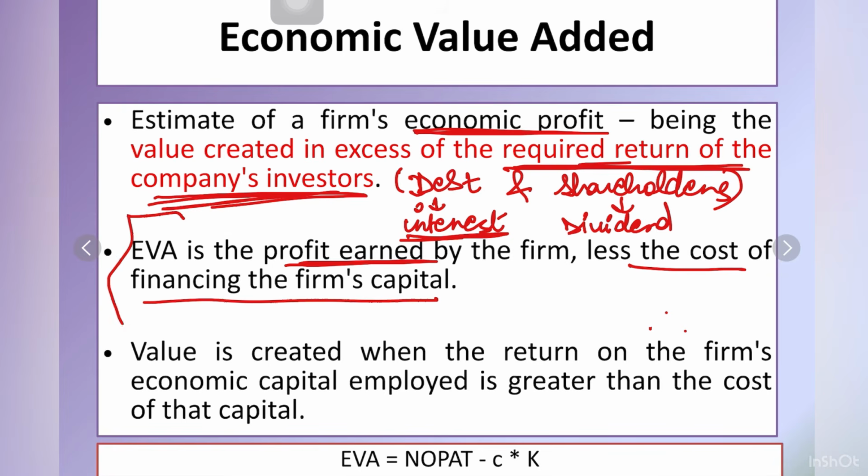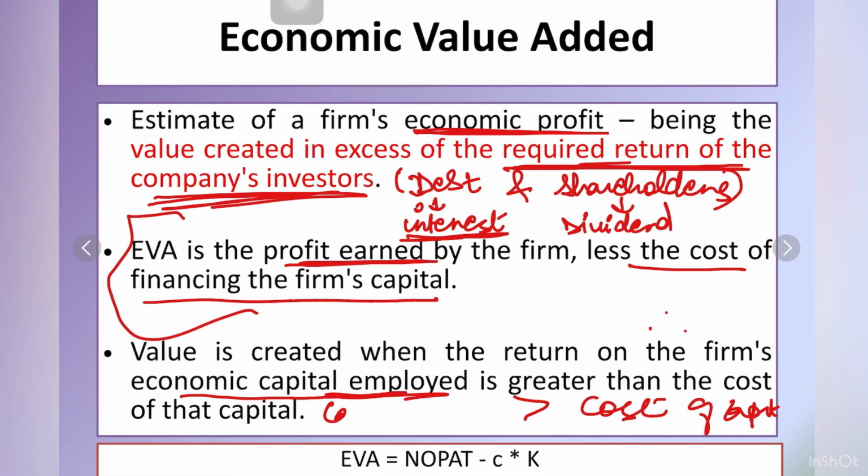So this is the formula also. We are going to see this. Further, we can see that value is created when the return on the firm's economic capital employed is greater than that of the cost of capital, right? Whenever the return on capital employed is more than the cost of capital, we say value is being created by the firm.